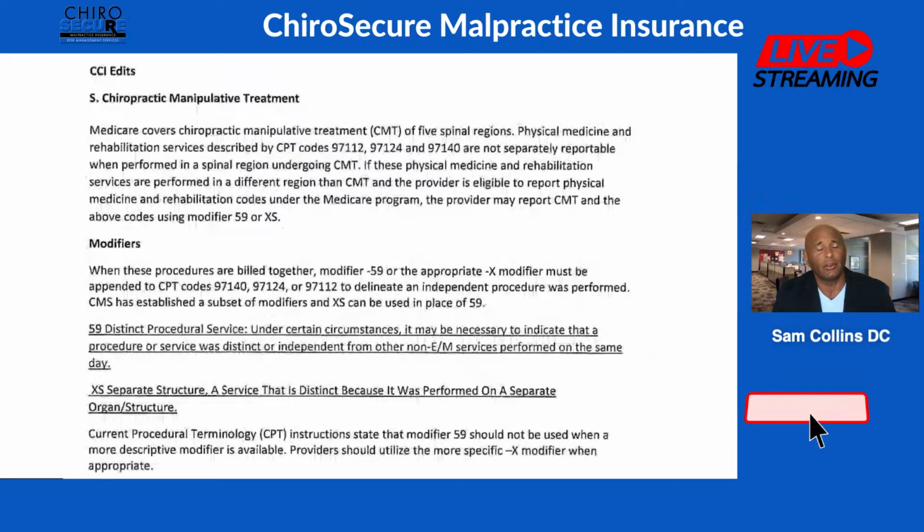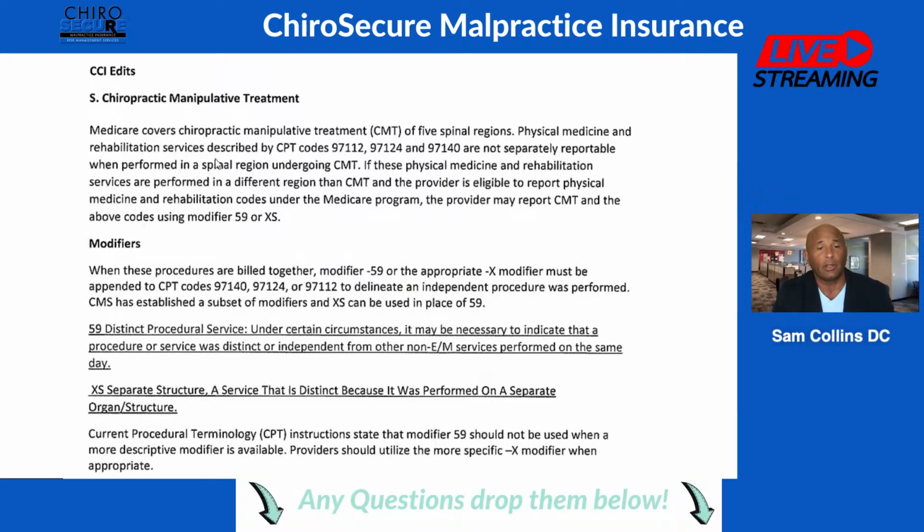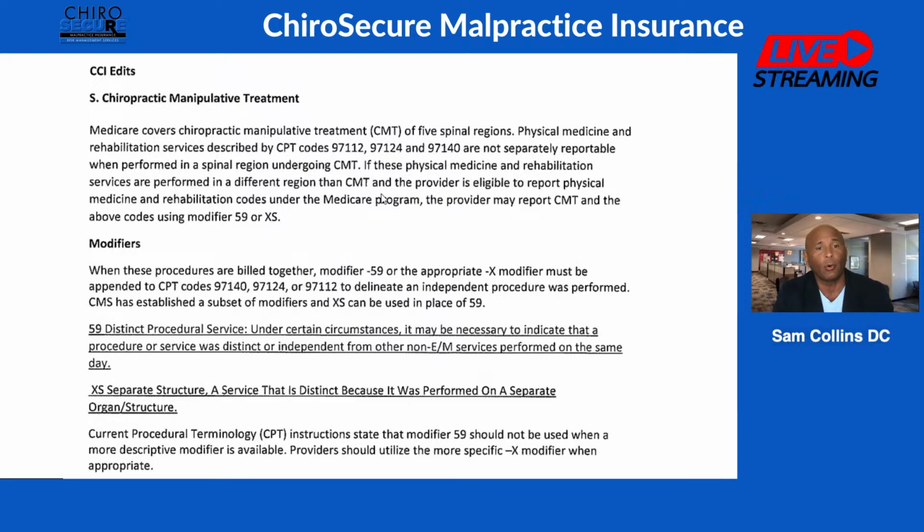But here's our problem, and here's what we've got to address. You're all familiar with what's called the CCI edits, or the Correct Coding Initiative edits, and I've put them here. And what they indicate, and I'll just do a synopsis at the top, it says, when you're doing chiropractic manipulation, any services such as 97112, neuromuscular education, 97124, massage, or 97140, manual therapy, are not separately reportable when performed in a spinal region undergoing CMT. So what does that mean? They're saying it's not separately reportable, or I will say billable, because they're saying it's inclusive.